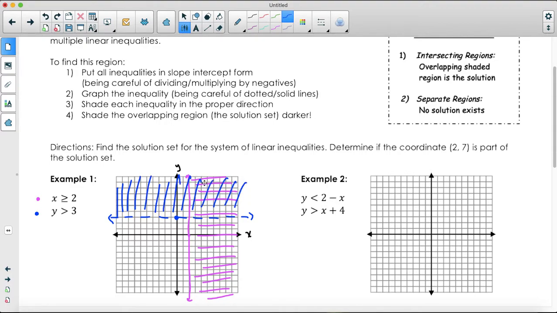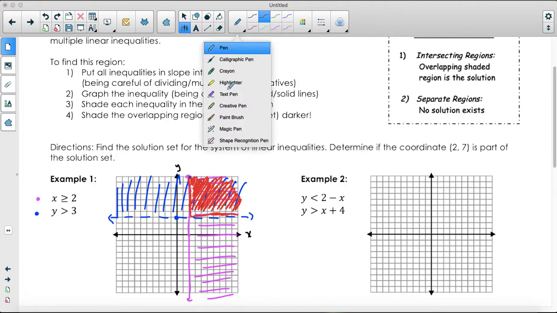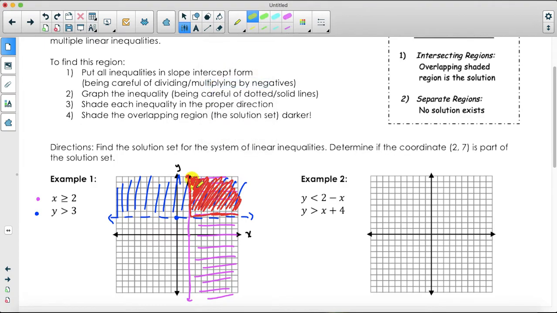So I need to find the location at which they intersect, so the graphs, the shading intersect. I can see where the blue and pink both meet. That's my solution set. So I can see that along this line and this dotted line, so that means that the dotted line does not incorporate all of that. This is my shaded region because the pink and blue intersect here. I will highlight this section as well because this is my solution.